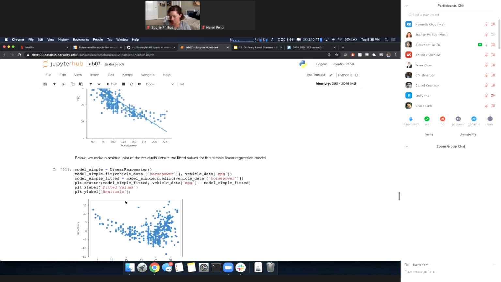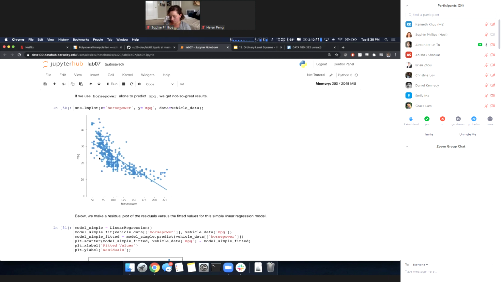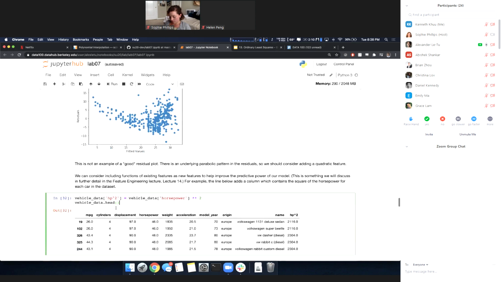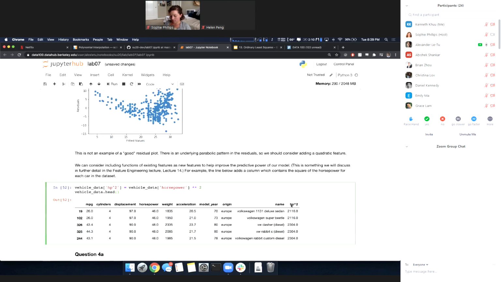Clearly, horsepower alone left a clear trend, so we're going to try something out here. We're going to add a horsepower squared feature. This is exactly our original horsepower column, but squared. So we've added another feature. This is an example of interpolation: we're taking some existing data that we've already had and changing it in some way to create a new feature. Over here, we have horsepower squared.